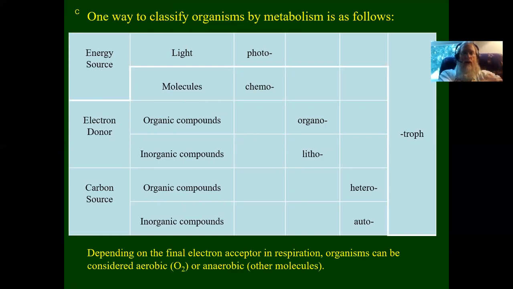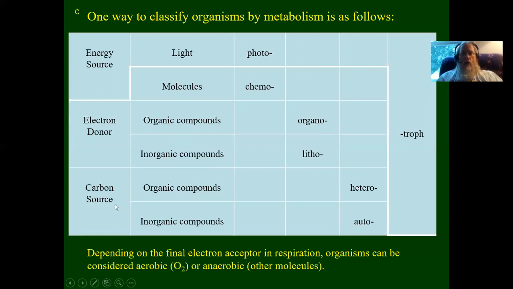Details we don't need to worry about, but a lot of chemical reactions involve donation of an electron from one molecule to another. And so is the electron donor coming from organic compounds, things containing carbon, or is it coming from inorganic compounds? Organo for the first, litho for the second.